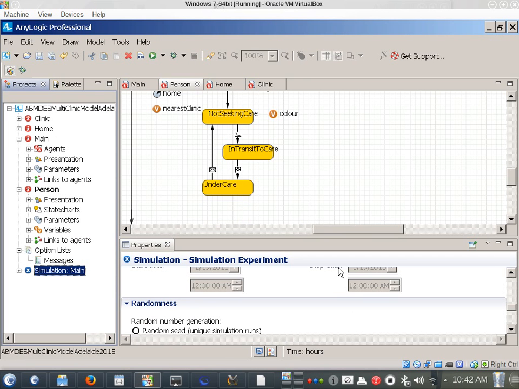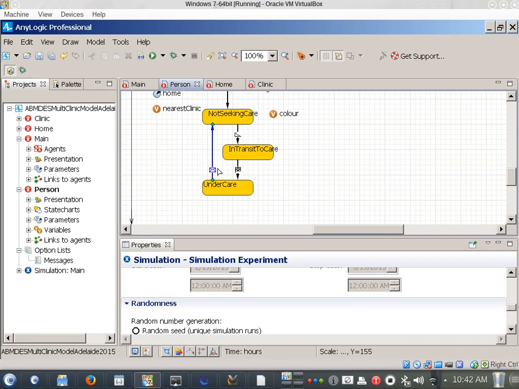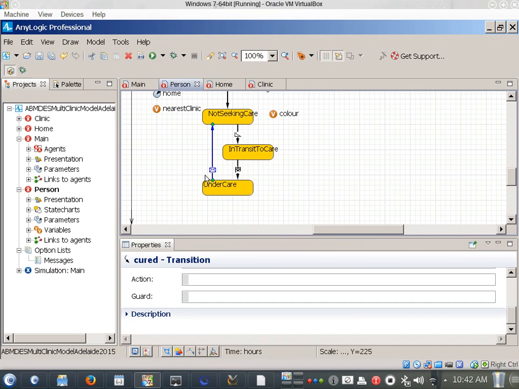Okay, so with that, we're going to be done with this state chart, but we're going to add one more state chart. This is the one that was based on the cured message? That's one where you haven't dealt with yet. Okay.